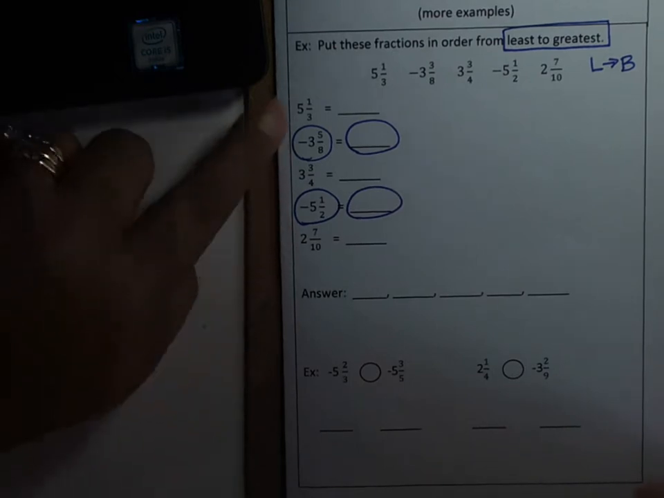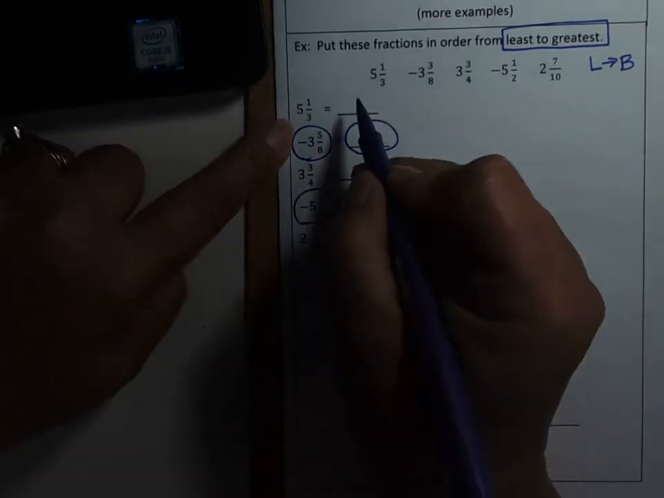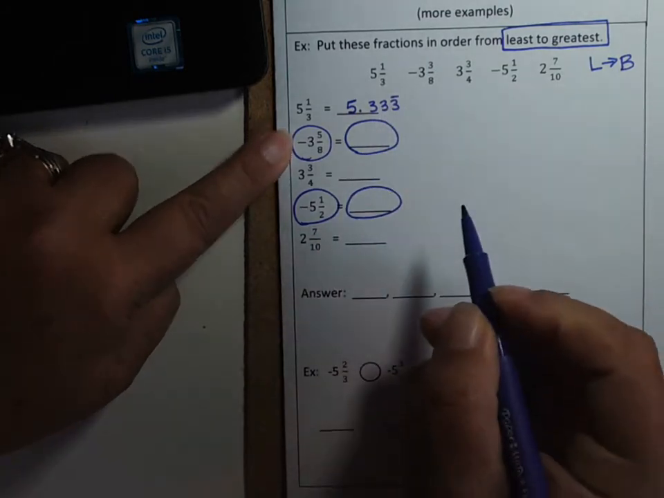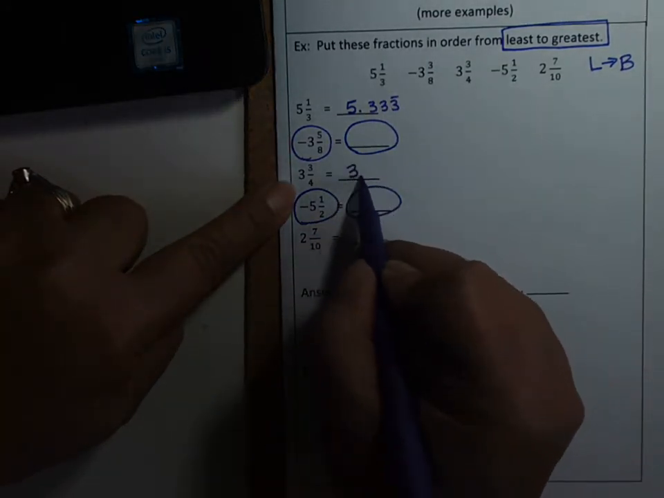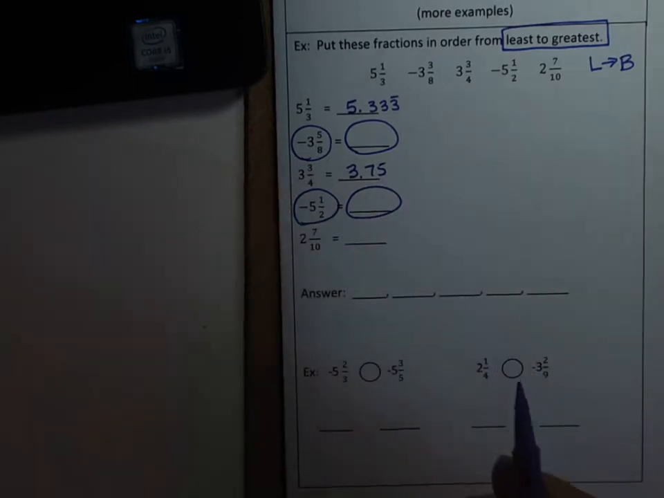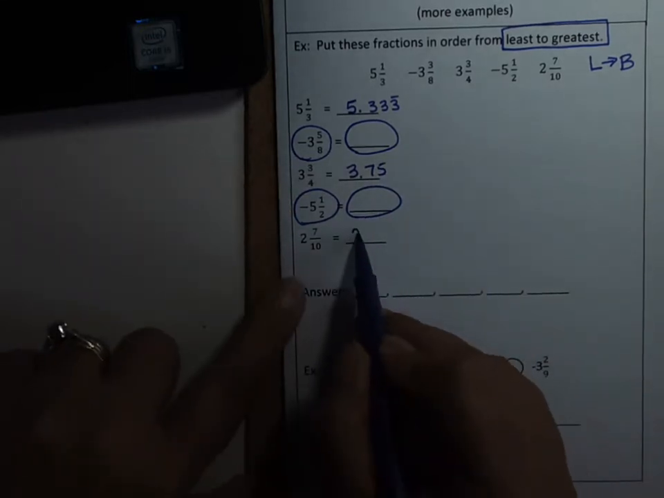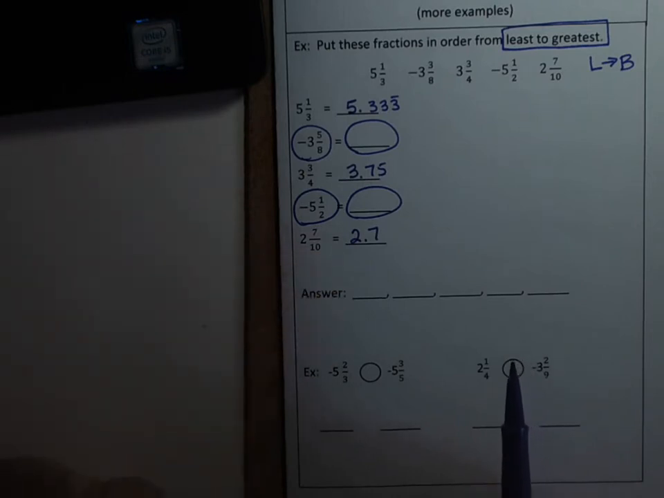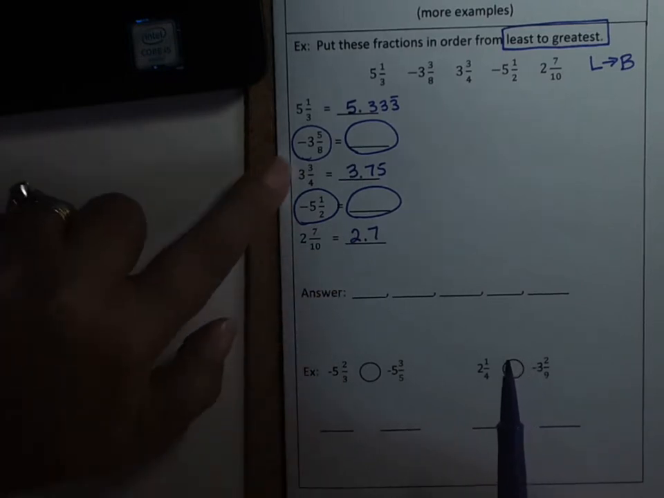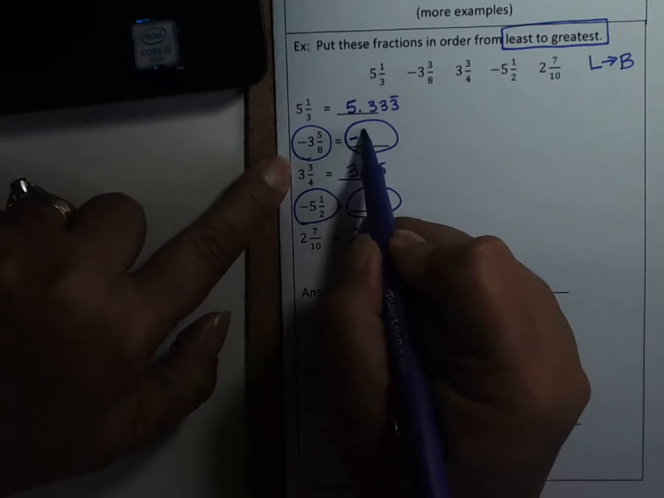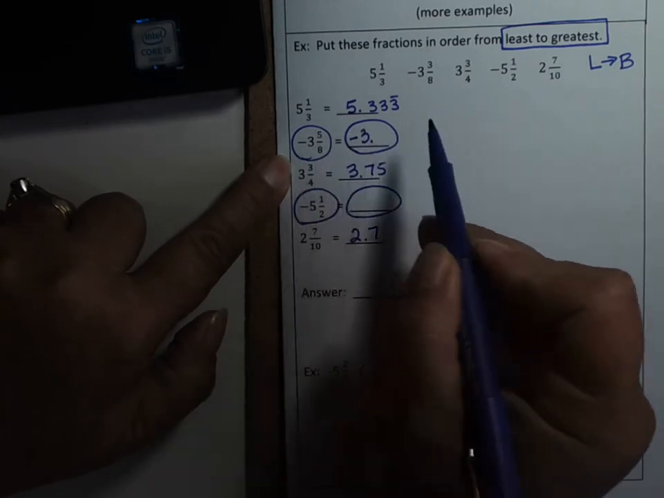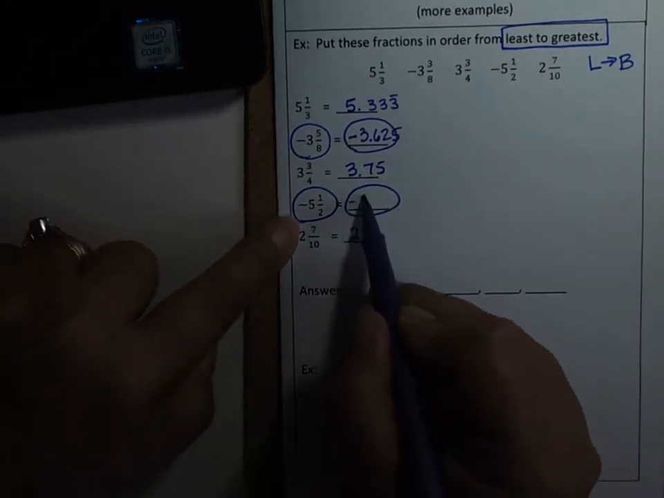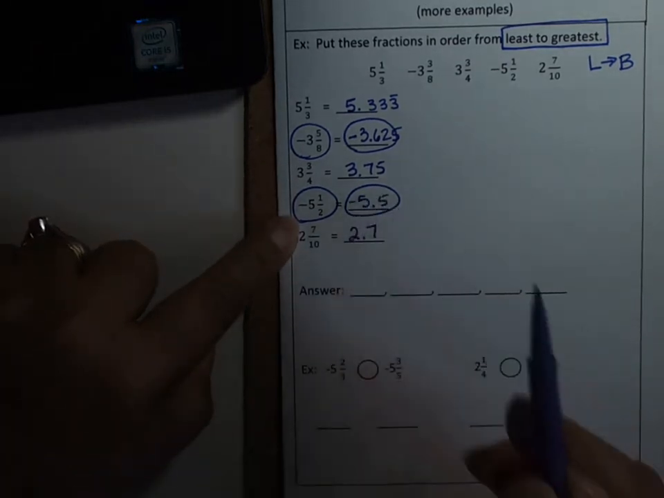All right, so 5 1/3, 5.333 repeating forever. 3 wholes and 75 cents. 2 wholes and 7/10. Well, looky there, all the whole numbers are different. That's good for us. Okay, we got negative 3 and 5/8 would be 625, and negative 5 1/2 would be 5.5.